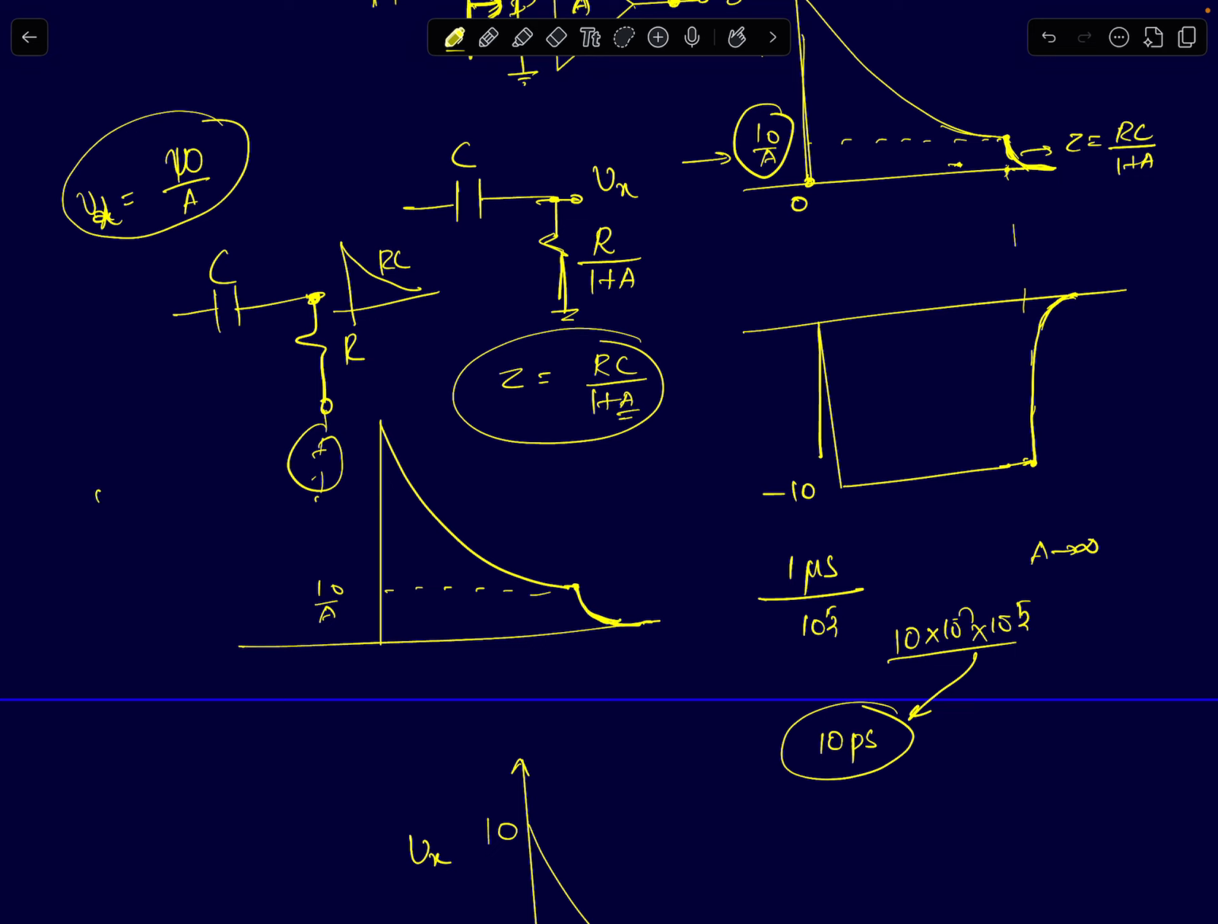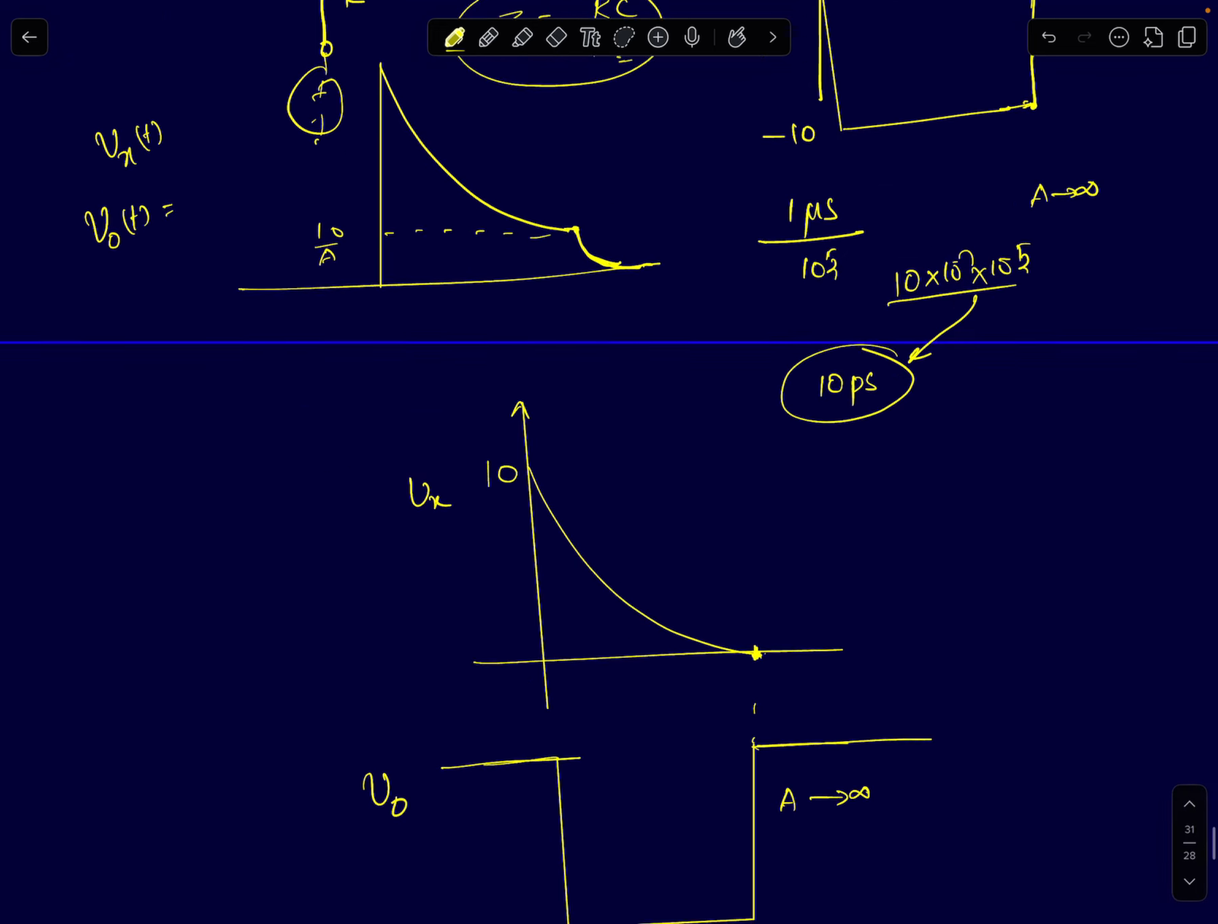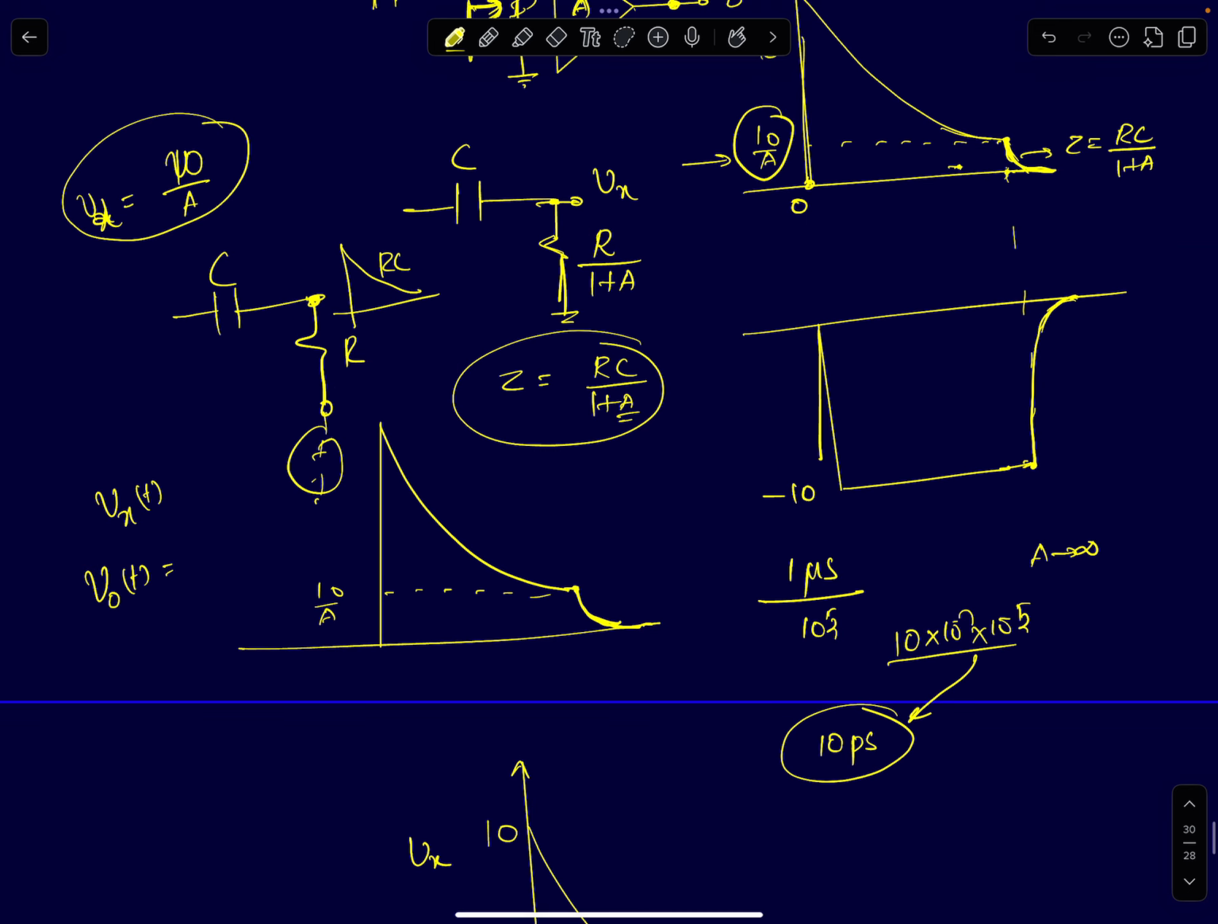Now if you know Vx of t, what is V naught of t? Once the op amp enters the high gain region, your V naught of t has a very fixed relationship with Vx of t. V naught of t is simply equal to minus A times Vx of t. So if you know Vx of t in the high gain region, you can calculate the V naught of t by multiplying it by minus A.